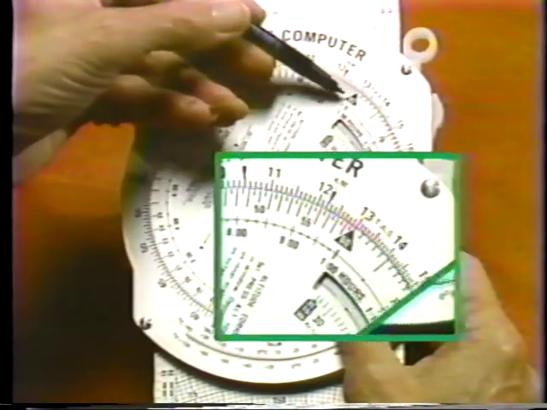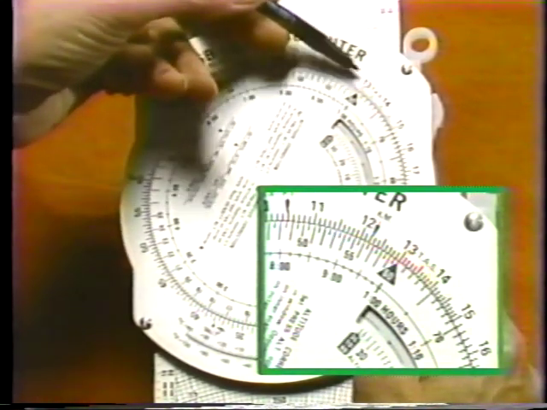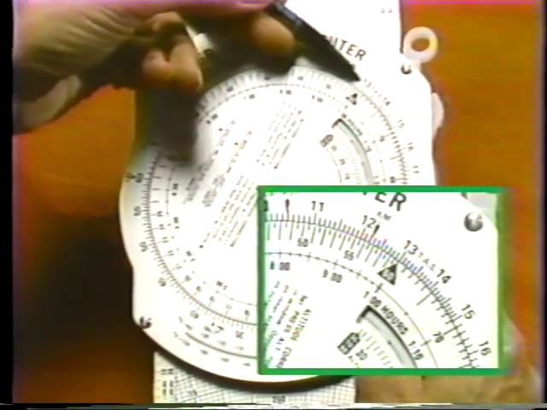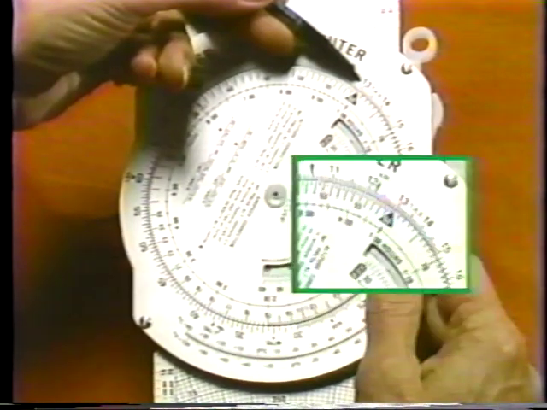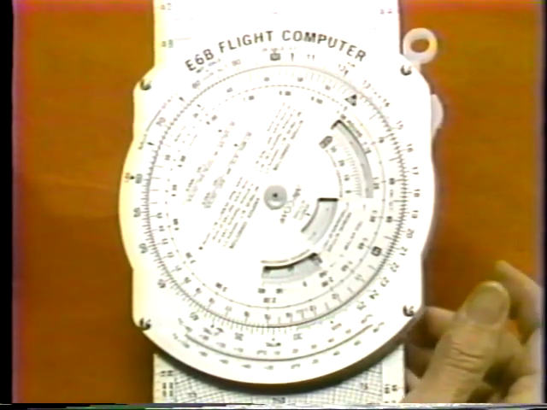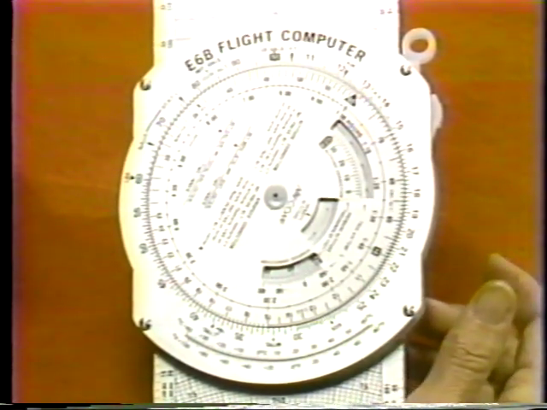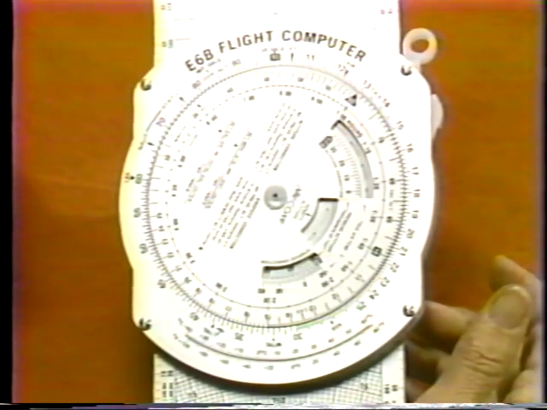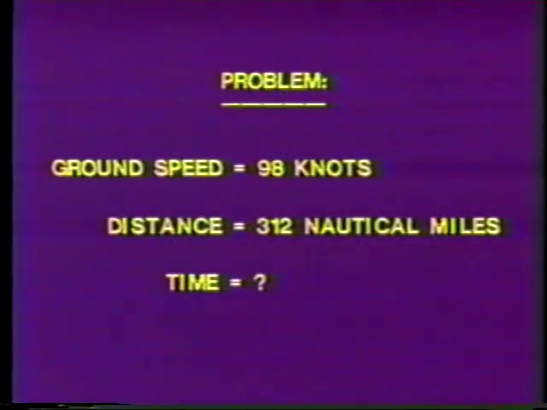Find the rate arrow on the B scale, and above it read the answer 130 knots. In this next problem, let's solve for time to fly a certain distance at a given ground speed. In our pre-flight planning, we have estimated that our ground speed will be 98 knots on a flight of 312 nautical miles. How long will it fly this trip?